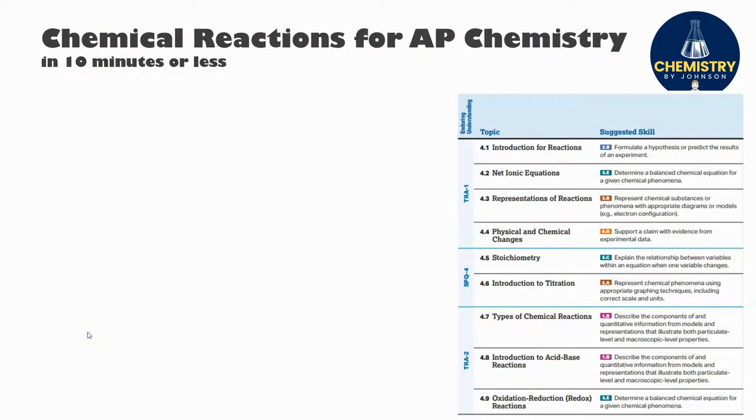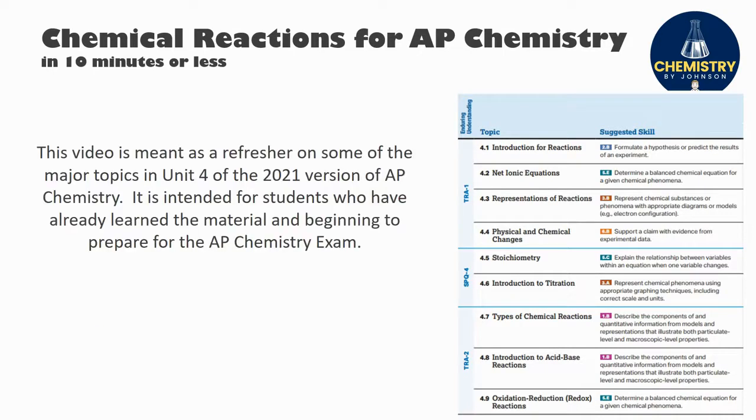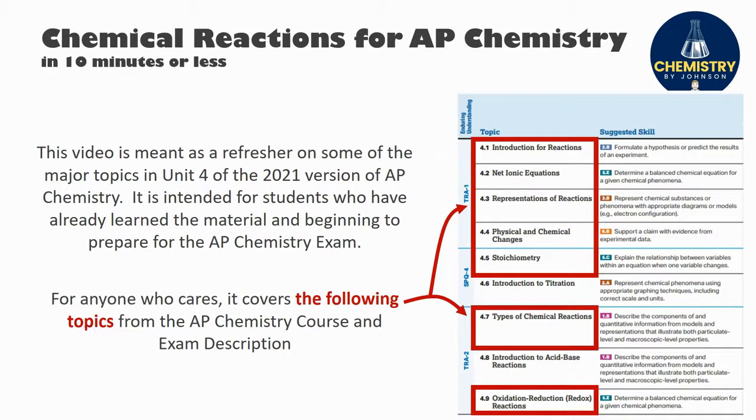Hey everybody, this is Chemical Reactions for AP Chemistry in 10 minutes or less. This video is meant as a refresher on some of the major topics in Unit 4 of the 2021 version of AP Chemistry. It's intended for students who have already learned this material and are starting to prep for the AP Chem exam. It's going to cover the following topics from the AP Chemistry course and exam description. You'll notice we'll save the acid-base titration stuff for another video.